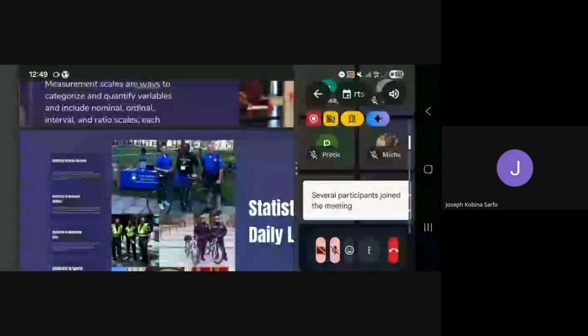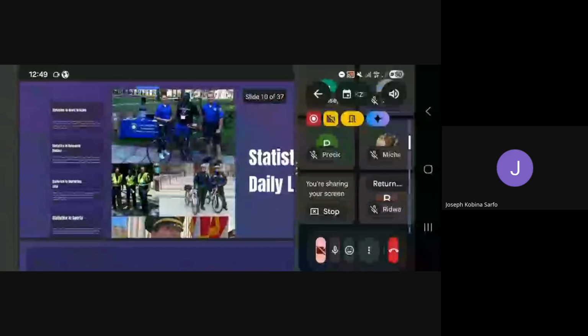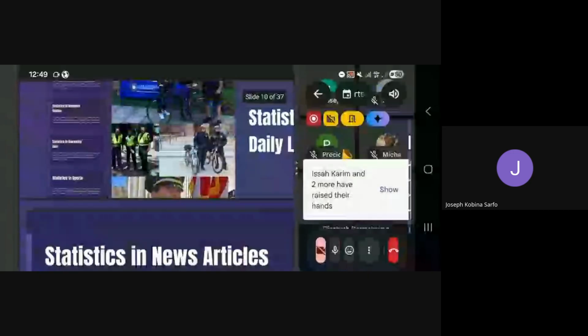So the only difference between the interval and the ratio scale is that the ratio one has a true zero. Thank you. Excellent. That is fine. I think because of time, it's clear. So we have the point. The point has been made.